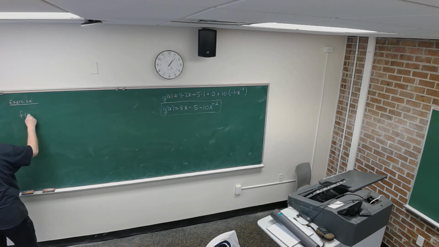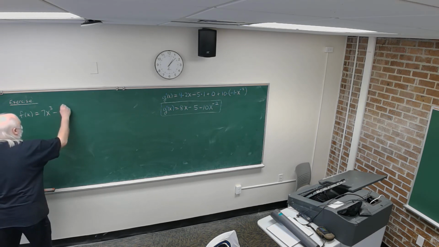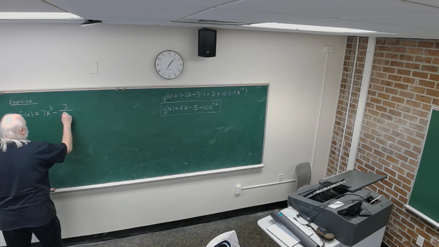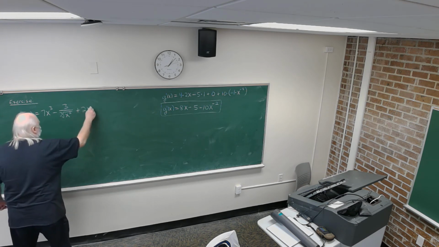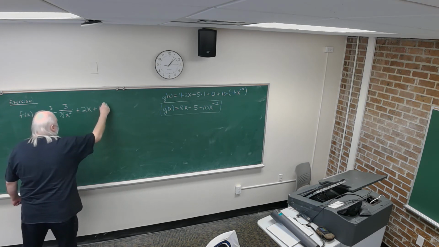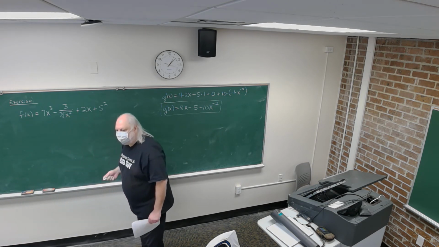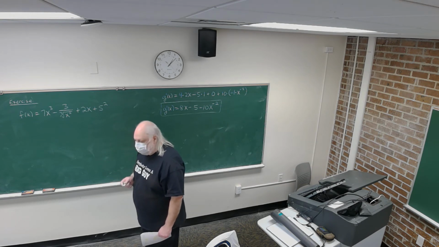f of x is equal to 7x cubed minus 3 over the cube root of x squared plus 2x plus 5 squared. Actually, before you find the derivative, let's set this thing up together. Okay. We got to do some algebra, right?